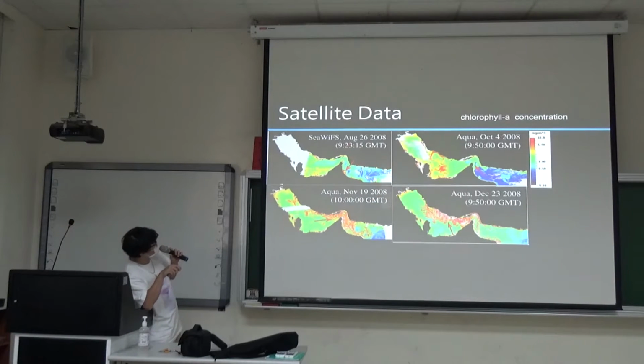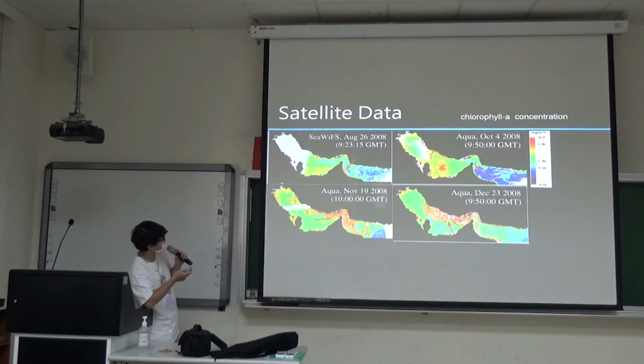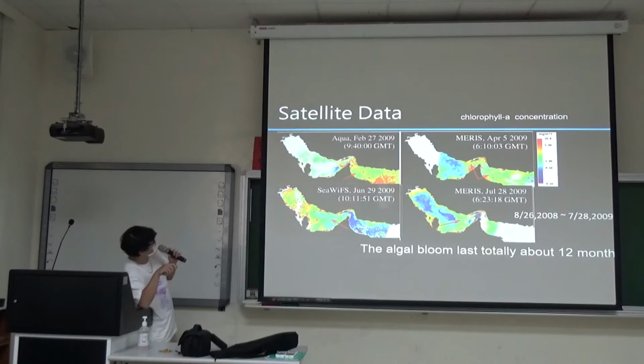And you can see that from August 26, 2008, high concentration was only at this spot. And it transported to most of the Arabian Gulf after a few months. And the algal bloom stopped at about July 28, 2009. The algal bloom lasted a total of about 12 months.